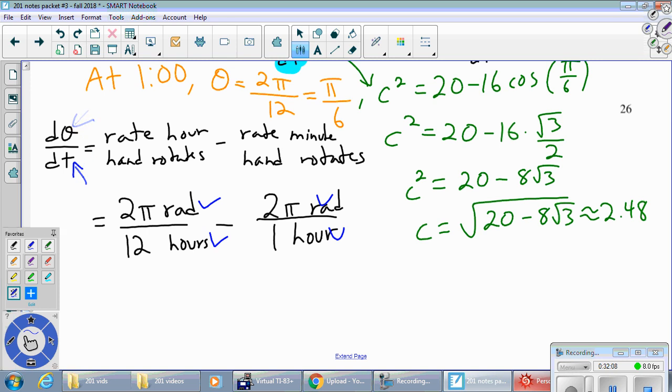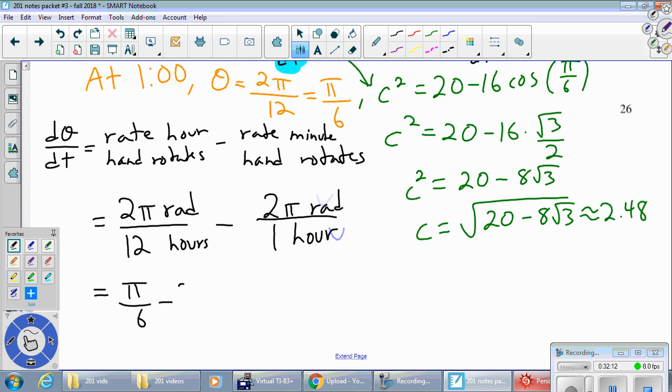Okay, so let's just combine here. That's a pi over 6 minus a 2 pi, which is pi over 6 minus 12 pi over 6, or negative 11 pi over 6. That is the rate that the angle is changing. Rate the angle is changing between the hour hand and the minute hand.